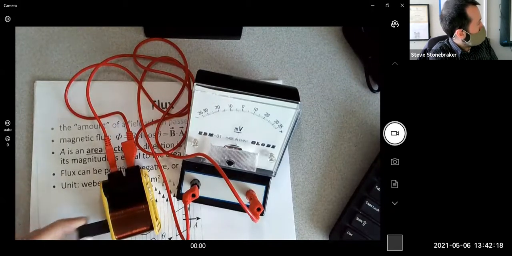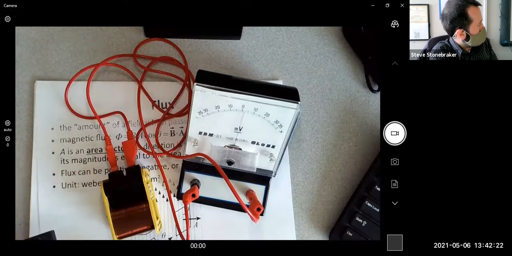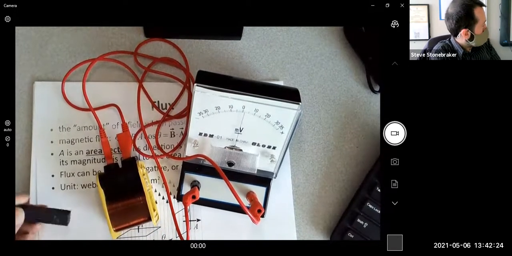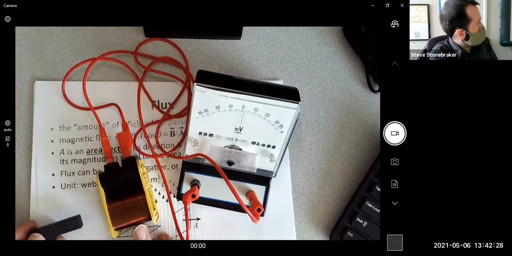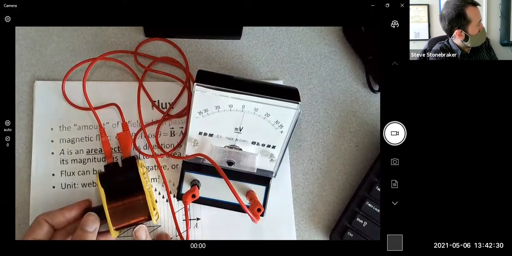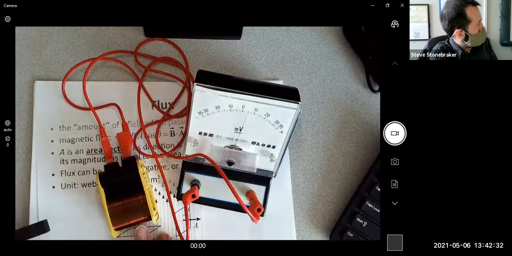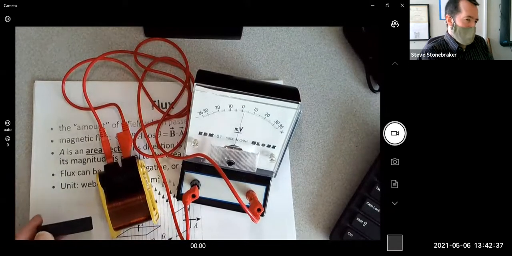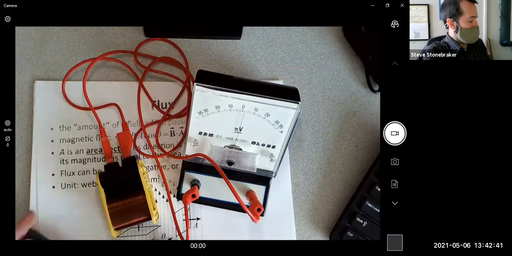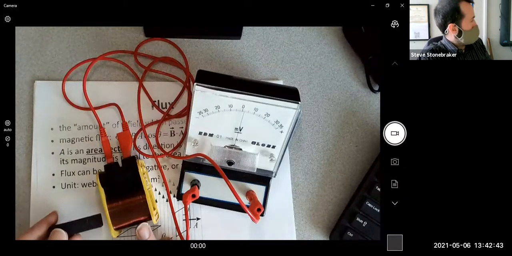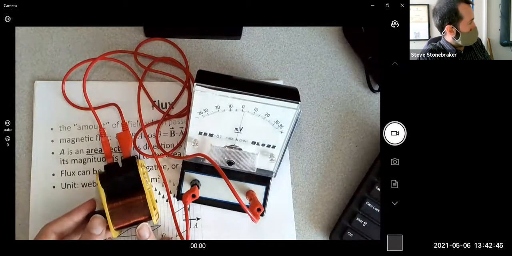When I insert the magnet, it goes to the right. When I pull the magnet out, it goes to the left. If I turn the magnet around so that the other pole is facing in, now when I put it in, the meter goes left, and when I take it out, it goes right. So the process is dependent on the direction that the magnetic field is pointing, because when I reverse the magnet, I also reverse the result.